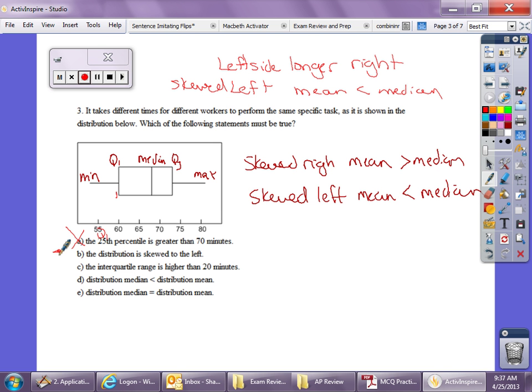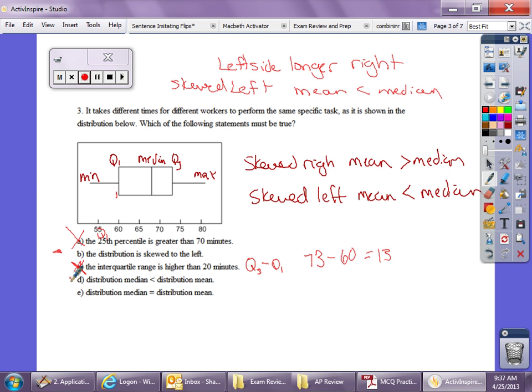I think that that's correct, but I want to see if there's a better statement. The interquartile range is higher than 20 minutes. The interquartile range is from Q3 minus Q1. Q3 is approximately 73. Q1 is approximately 60. That is a length of 13. It's not even close to 20, so I can definitely rule out C.